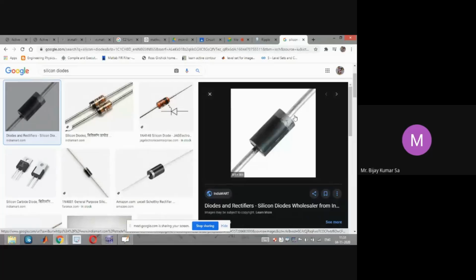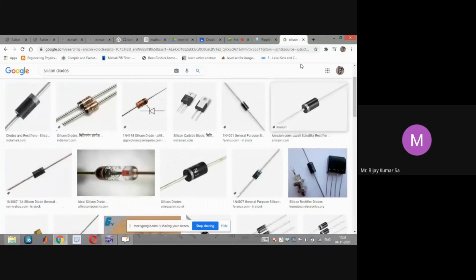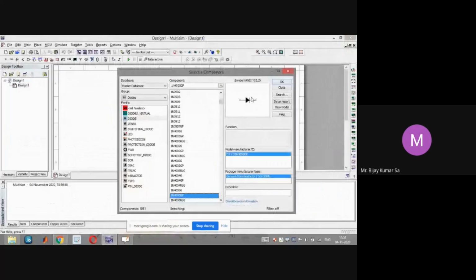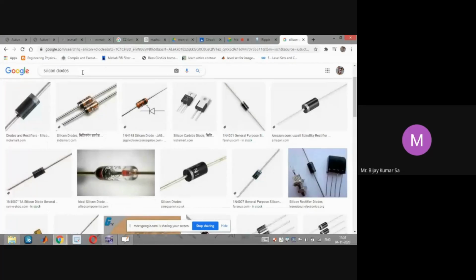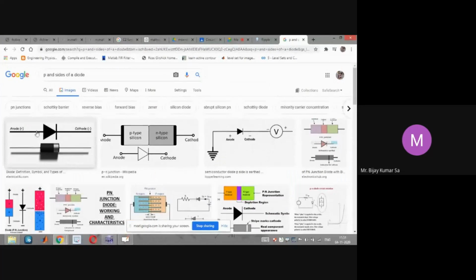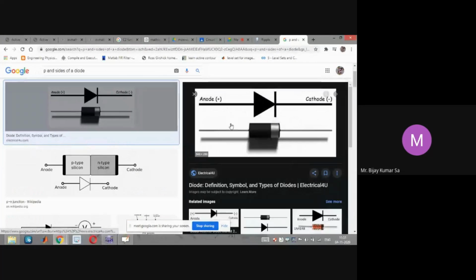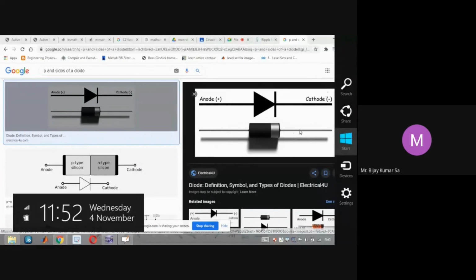So this is the physical diode, whereas in our design we'll be referring to a diode in its symbol form. This is the P terminal and this is the N terminal. So you must be able to relate: on a physical diode, this is the symbolic representation, and the actual physical diode looks like this. The black part gives you the P terminal, and the grayish part gives you the N terminal.